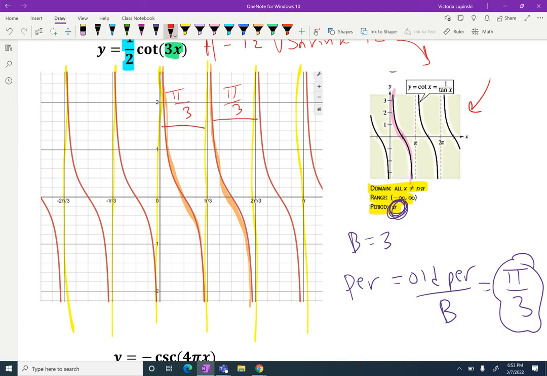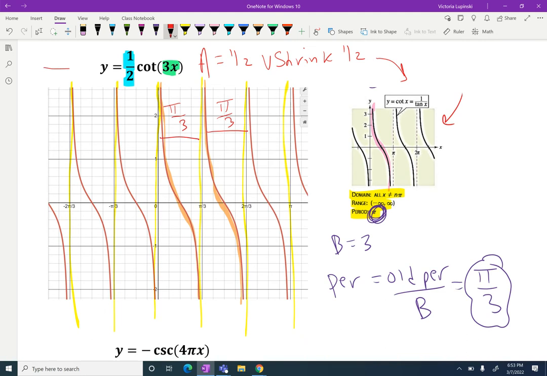So again, things that you should be able to tell me: you should be able to describe the blue and the green transformation. You should be able to tell me what's the new domain, the new range, the new period. We already talked about the fact that the range would still be all real numbers. The new period would be pi over 3.